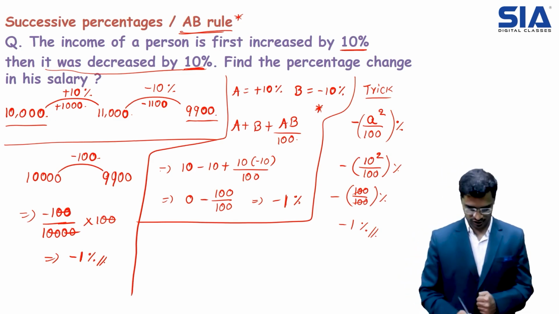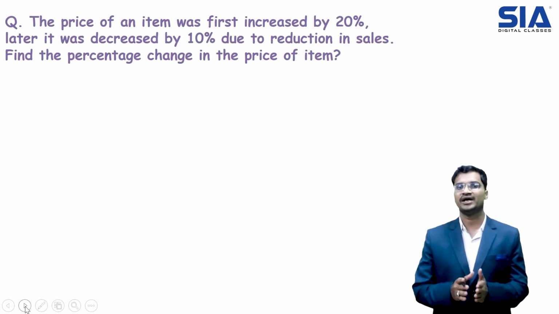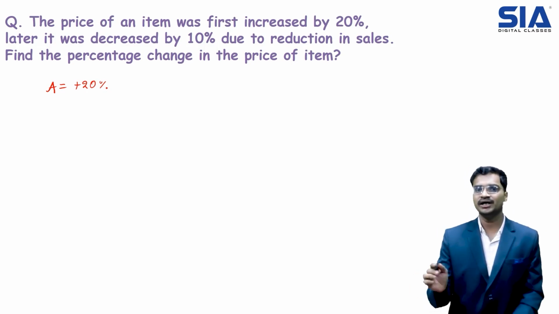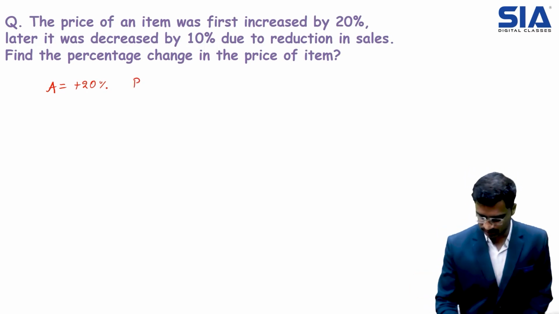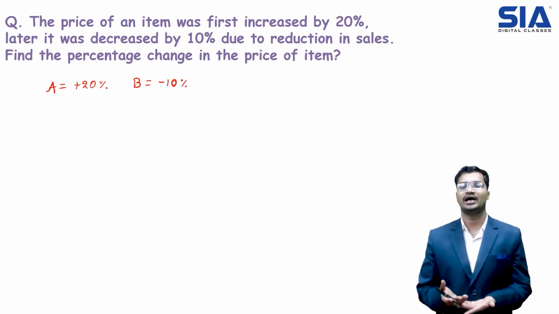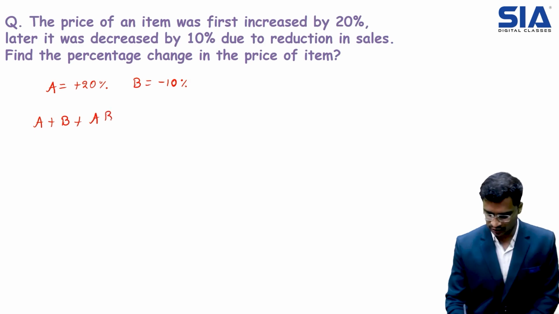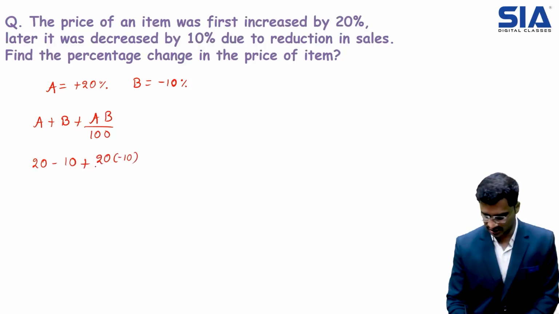Now let us go to the next question. The price of an article was first increased by 20%. So here the A value is plus 20%. Then later it was decreased by 10% due to reduction in sales. So the B value is minus 10%. Now find the percentage change in the price of the item. So let us substitute in the AB rule: A plus B plus A into B by 100. Here the A value is 20, B value is minus 10, plus 20 into minus 10 by 100. 20 minus 10 is 10. So plus into minus, minus 200 by 100.